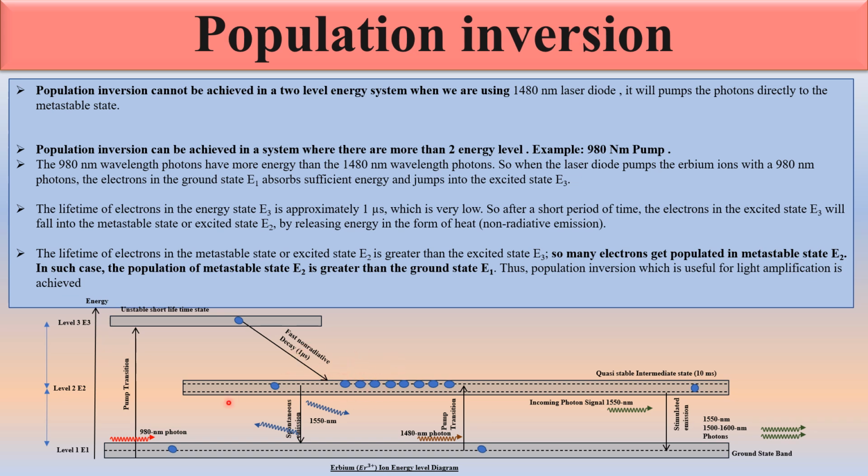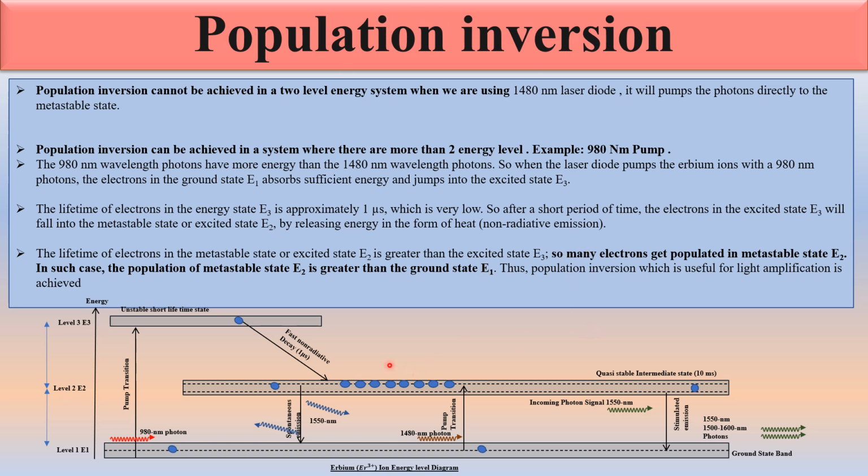So what happens? The electrons move from here to here very fast, from E3 to E2 in 1 microsecond, and collect here. So many electrons get populated in the metastable state E2, and in such a case, the population of the metastable state E2 is greater than the ground state E1. This situation is known as population inversion.